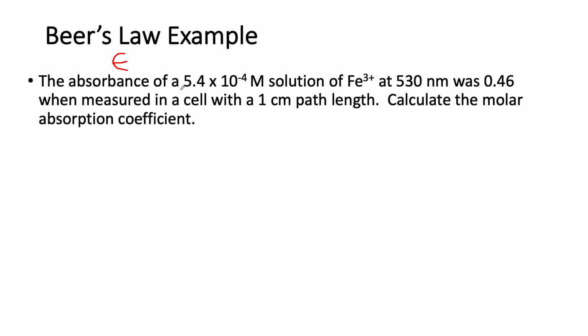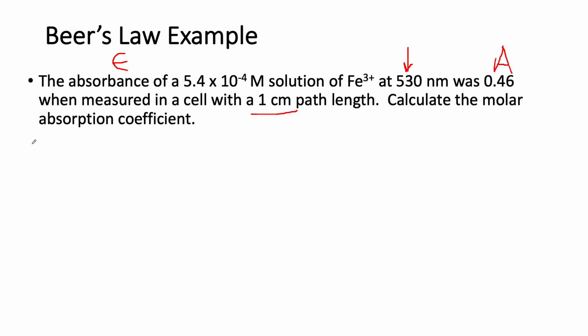molar absorbance coefficient. This is a sample where we know the concentration. Here's the molarity of iron 3 plus, and we're going to measure it at 530 nanometers. The absorbance is 0.46. Remember, it had to be between 0 and 1, so it turns out to be 0.46, 46%. And we luckily used a simple path length of 1 centimeter. So that's the path length.